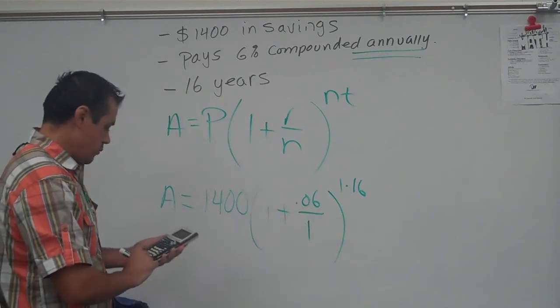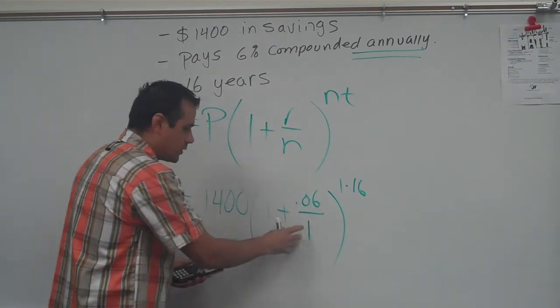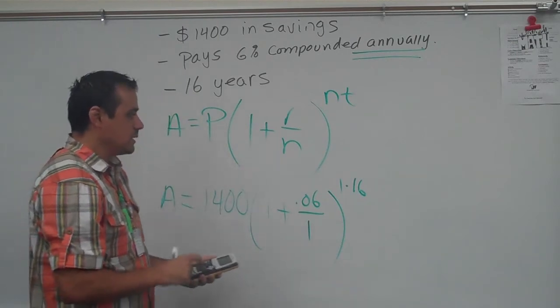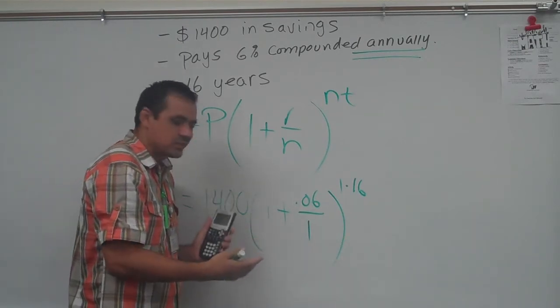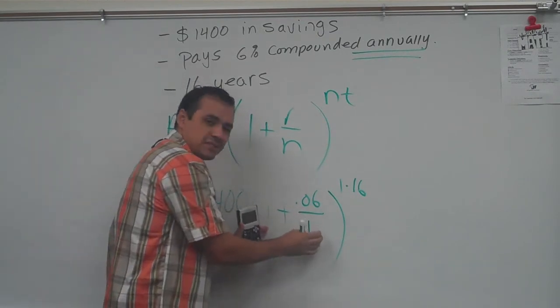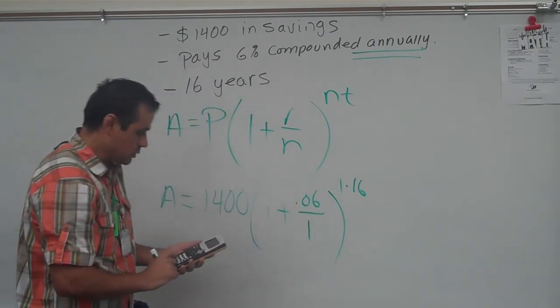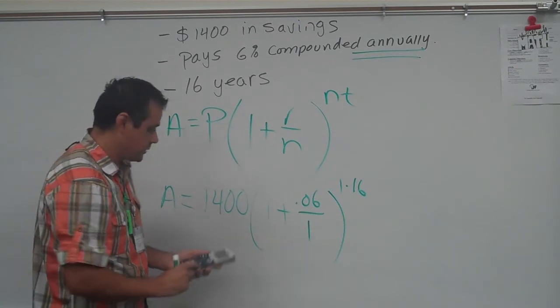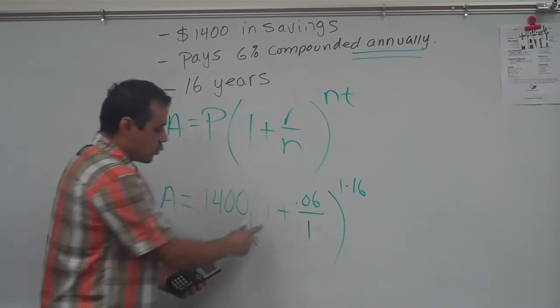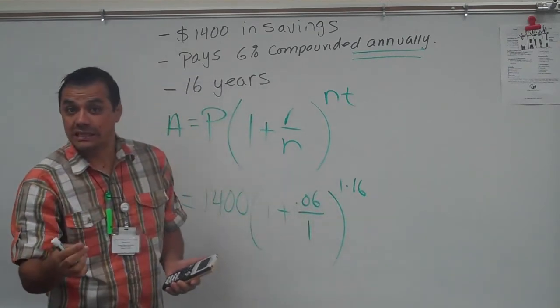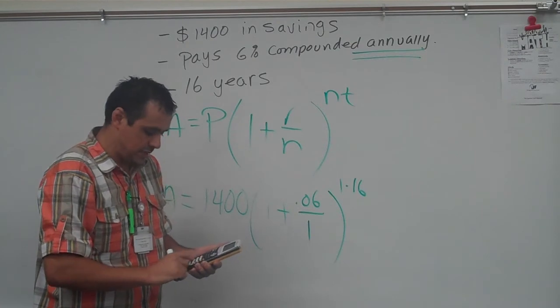I'm going to do the inside first, then raise it to an exponent, and then multiply, in 3 different steps. Because if we do it in one shot, there could be mistakes. I just want to keep it safe and do little chunks at a time. So 0.06 divided by 1, obviously that doesn't make a difference, plus 1, gives you 1.06. That raised to the 1 times 16, which is the 16th power.